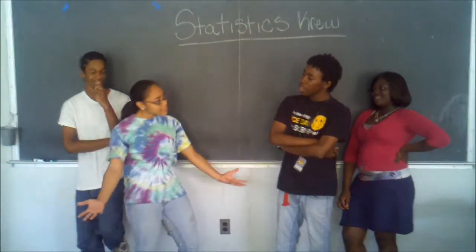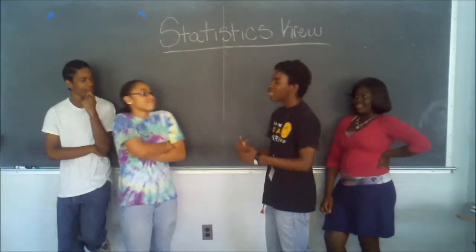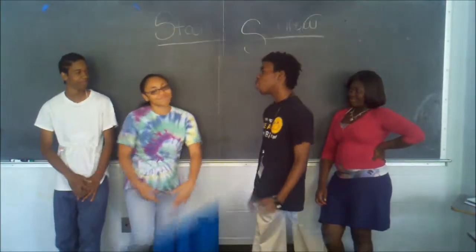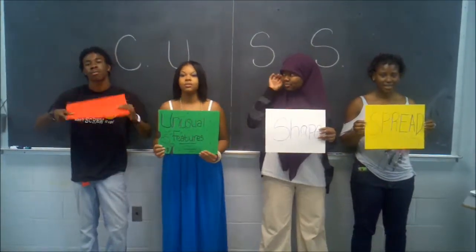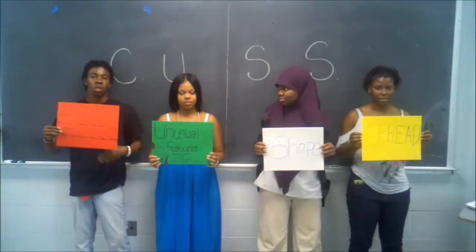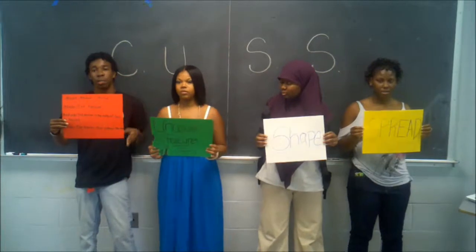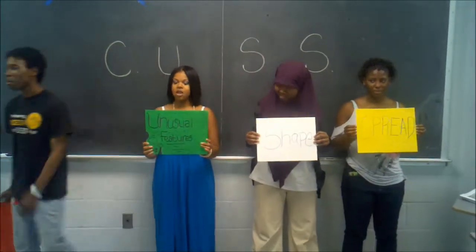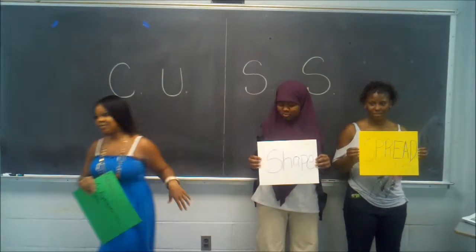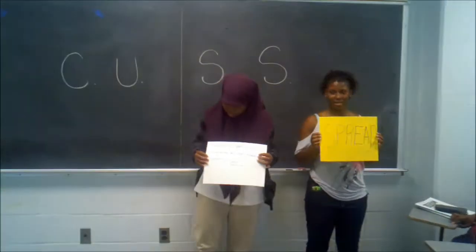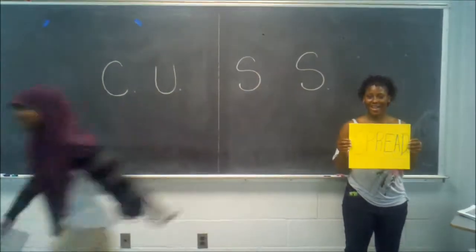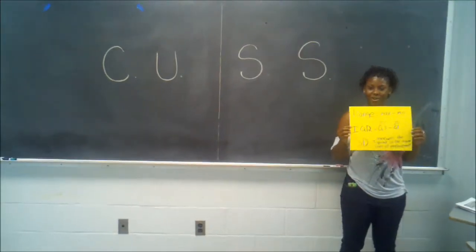So you mean center, unusual features, shape and spread? Yeah. Center: the mean is the average of all numbers, the mode is the number that occurs the most, and the median is the middle number in a given set of data. U is for unusual features in the data set. Shape determines whether the graph is skewed to the right, skewed to the left, or symmetrical. Spread: range, IQR, and standard deviation.